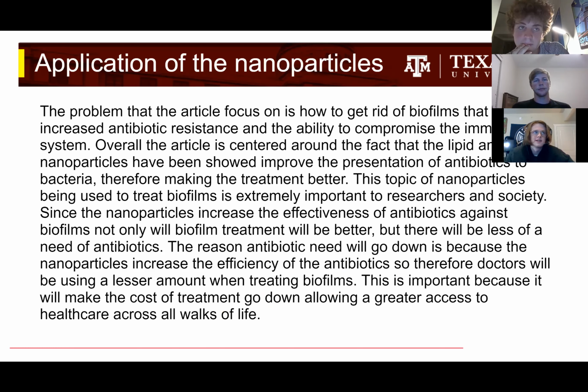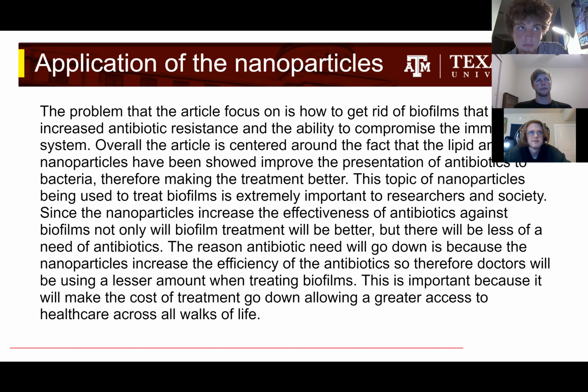The application of these nanoparticles. So what I was talking about before was how they can be utilized to treat biofilms. Biofilms are like a big cluster of bacteria that's super hard to treat, and antibiotics can sometimes not be effective depending on how strong they are. So the idea behind it is that the nanoparticles go and kind of break up the biofilm and allow the antibiotics to treat it more effectively.